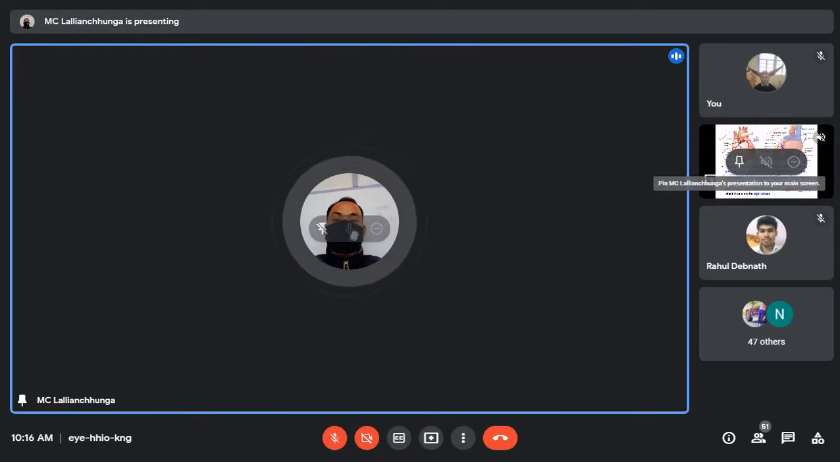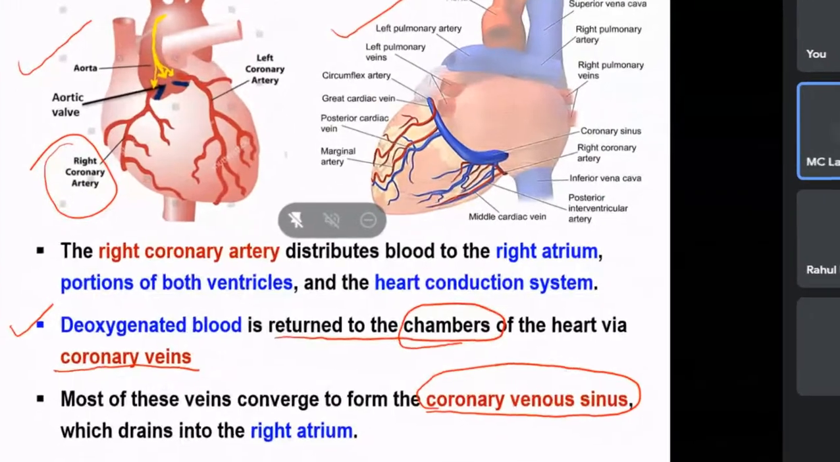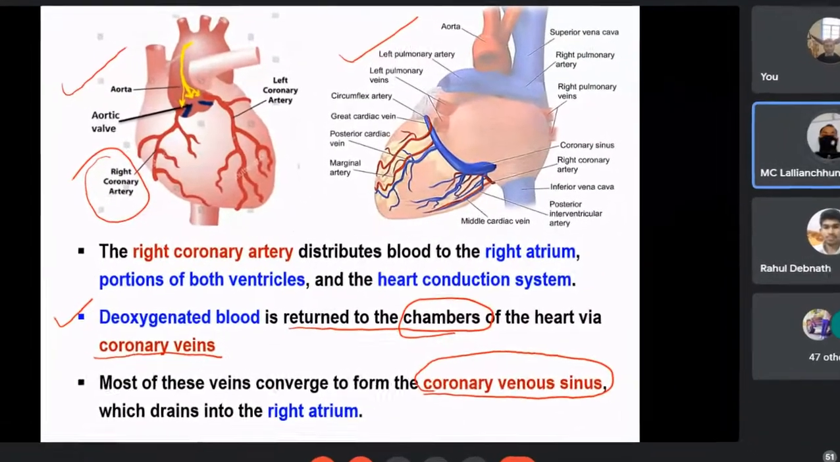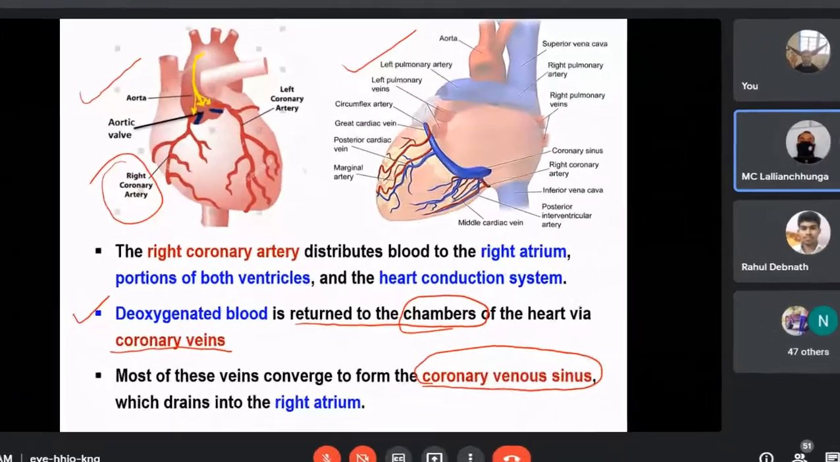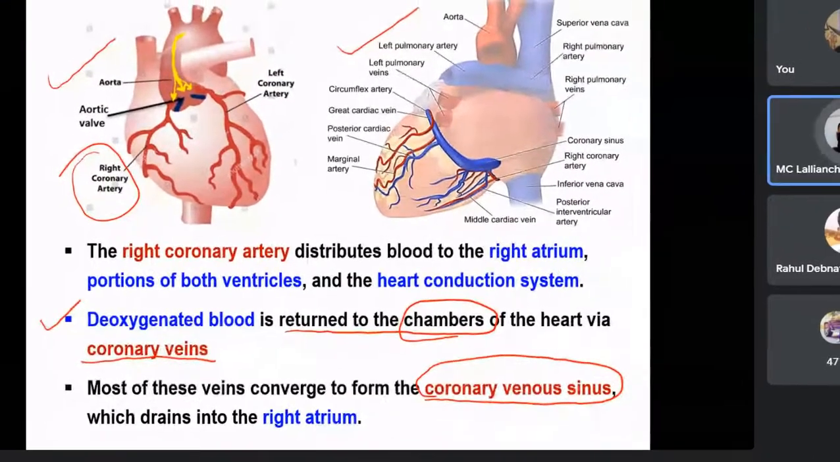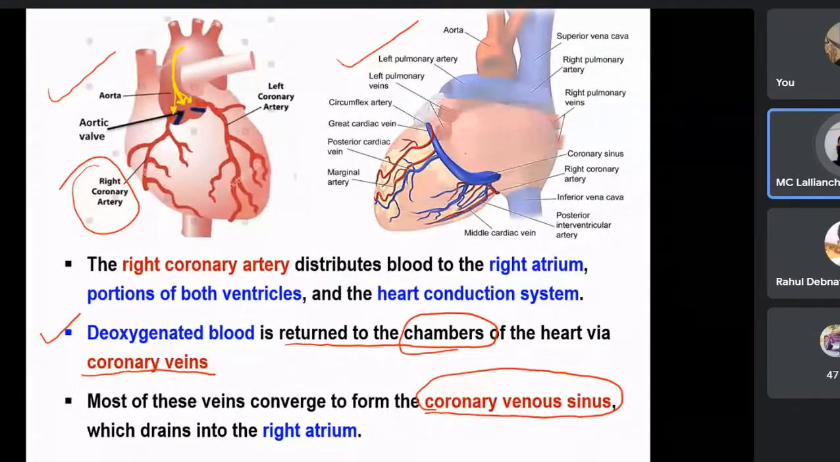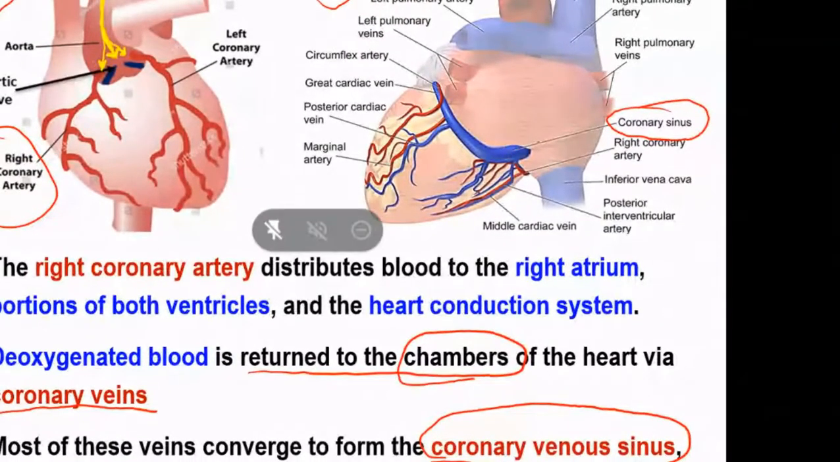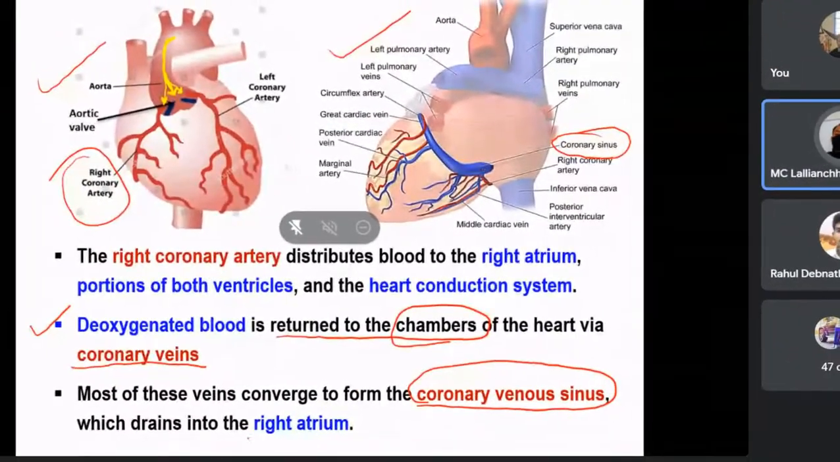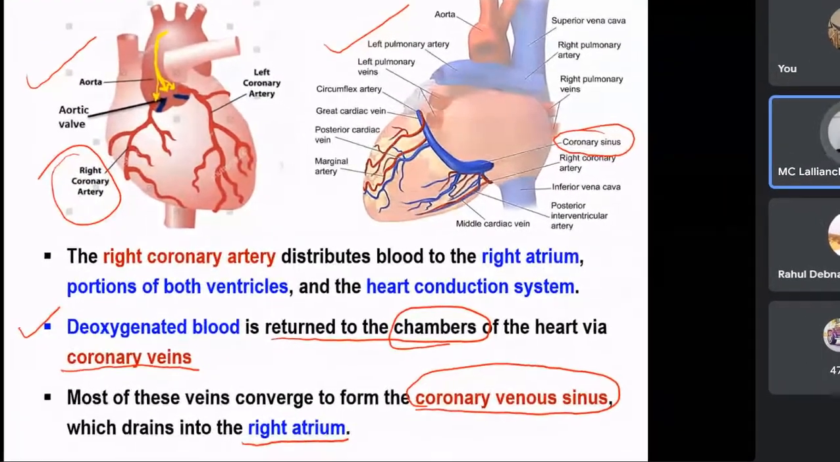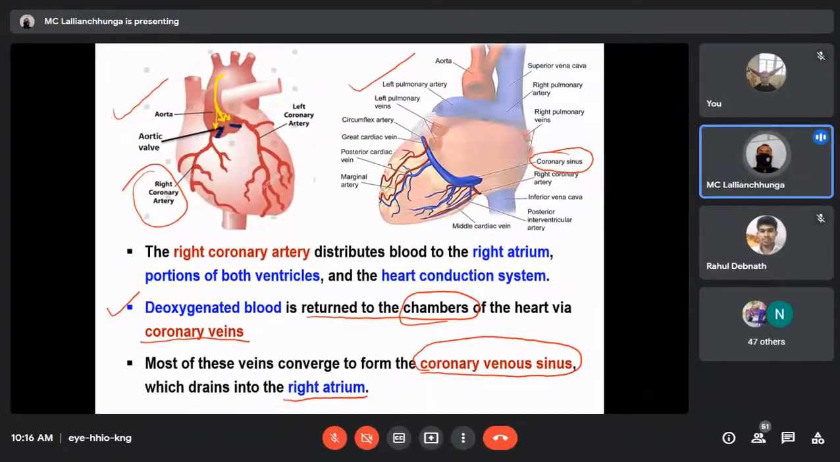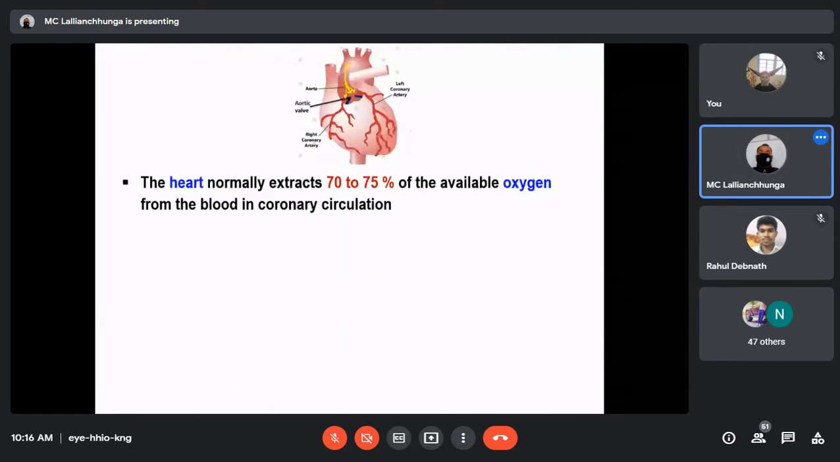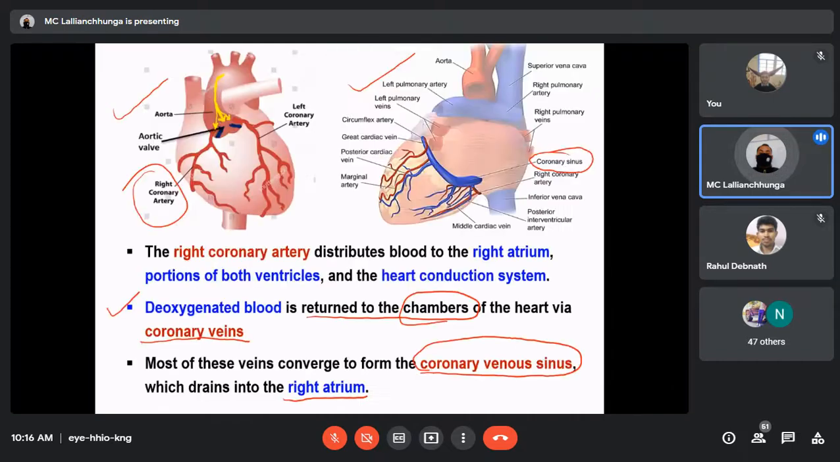We can say that this is the largest vein in the coronary circulation. Here in the second diagram, you can see this is the coronary sinus. It will drain that blood into the chambers of the right atrium. Is it clear or not?